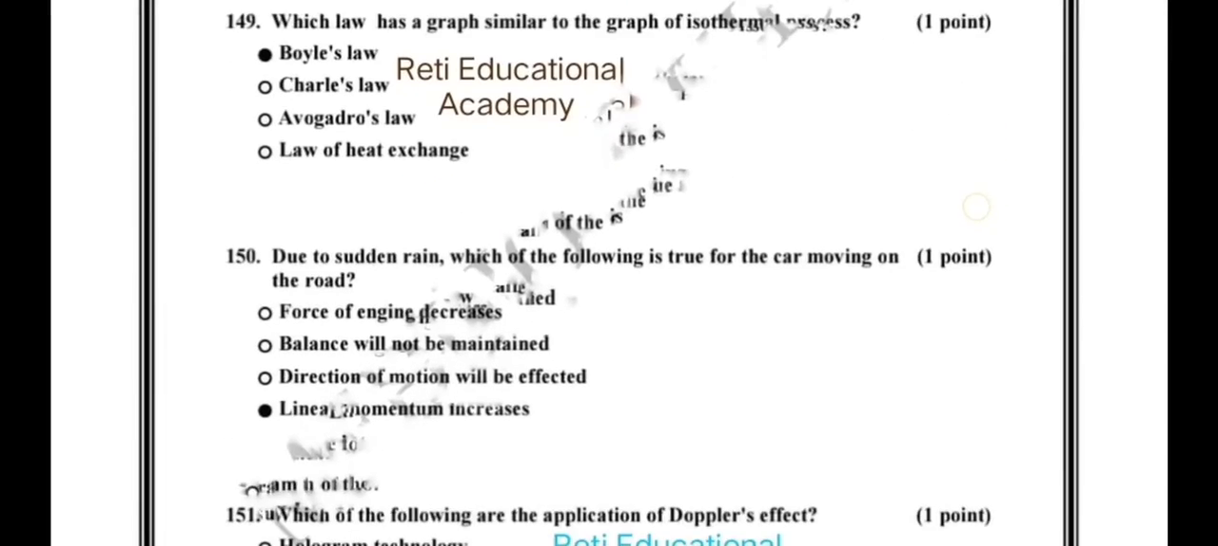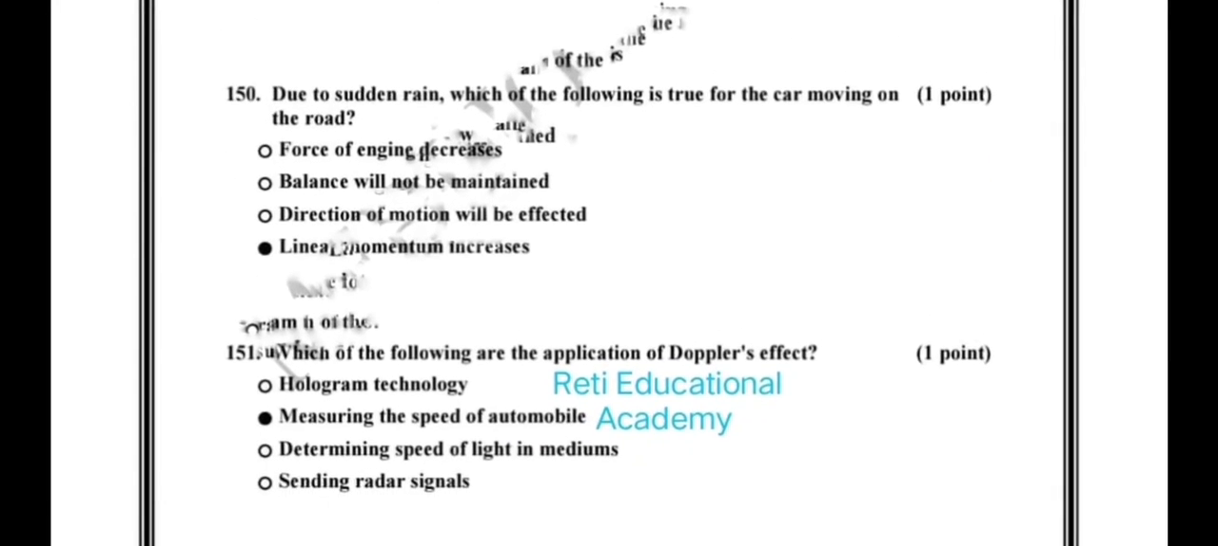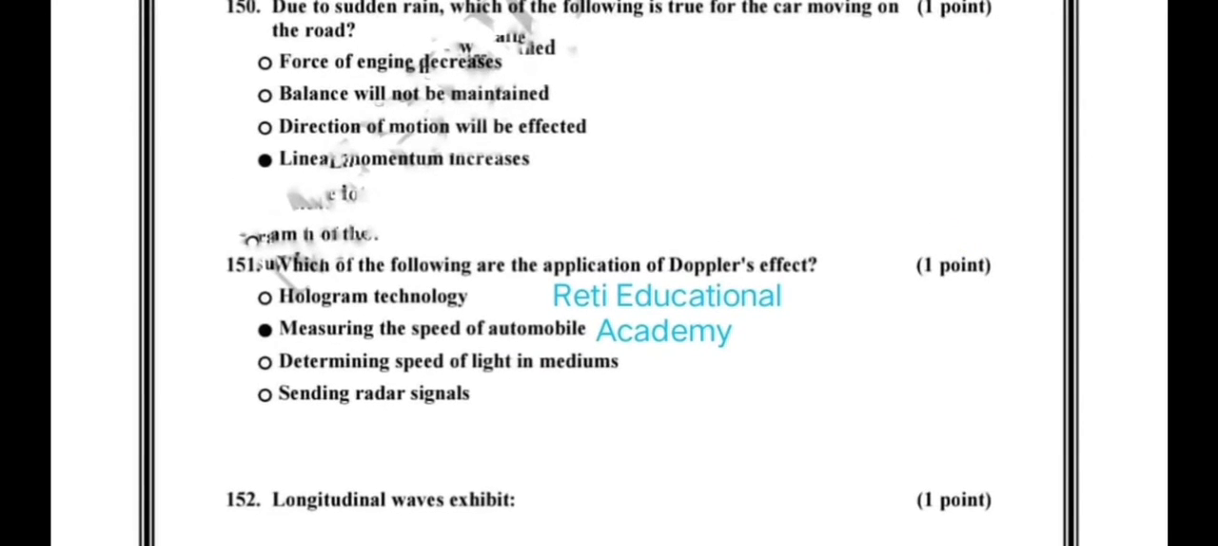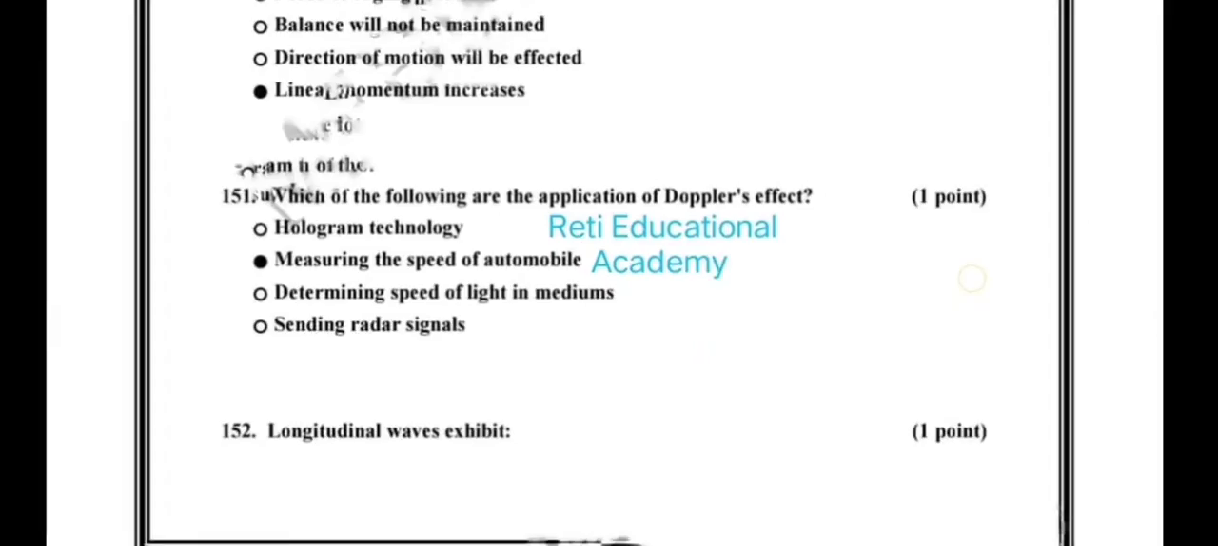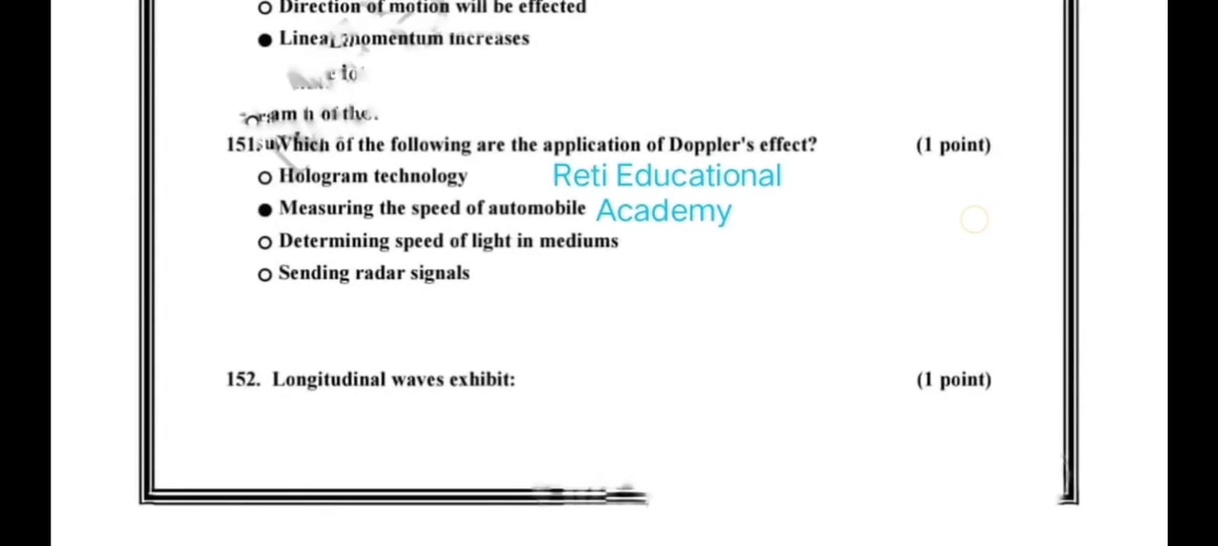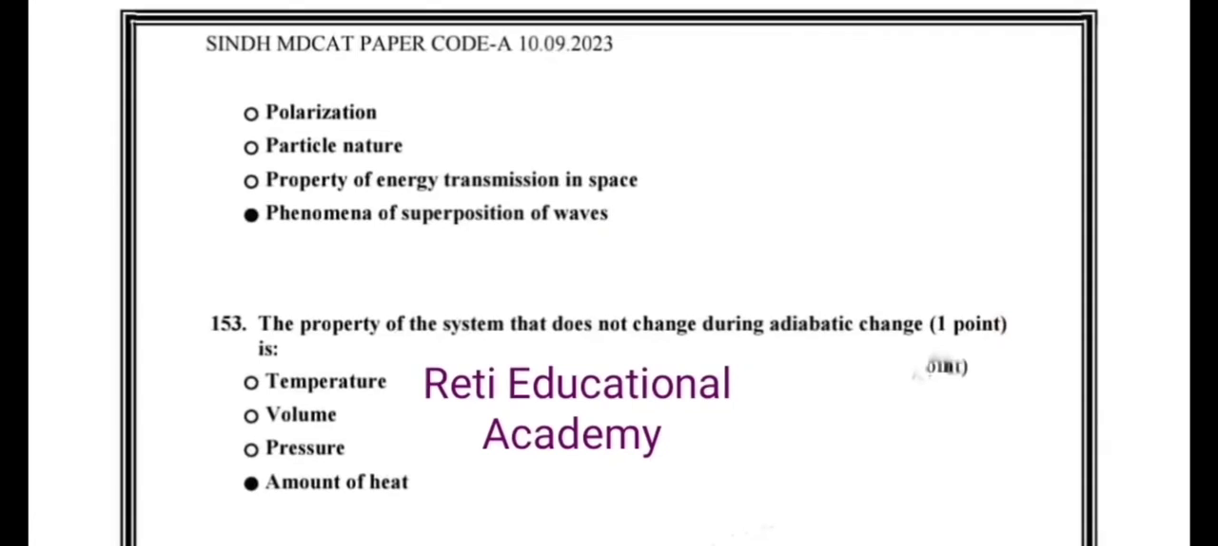Question number 150. Due to sudden rain, which of the following is true for the car moving on the road? And the correct option is linear momentum increases. Question number 151. Which of the following are the application of Doppler's effect? And the correct option is measuring the speed of automobile. Question number 152. Longitudinal waves exhibit, and the correct option is phenomena of superposition of waves.